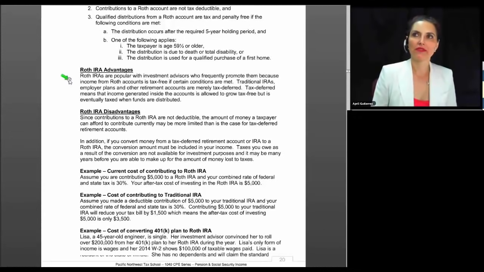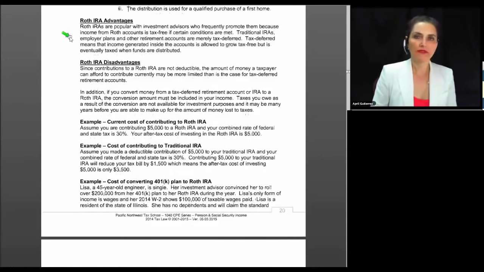I have seen people using Roth IRAs not just for a first home, but also for college expenses and things of those sorts. So there can be some other items out there that I at least have seen as motivations for taxpayers. Roth IRA advantages.